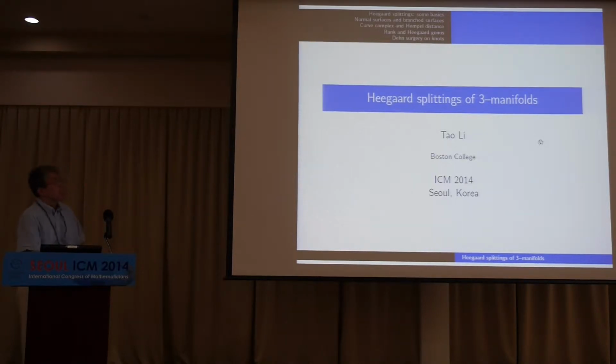And in a 1987 paper, Casson and Gordon introduced a powerful concept called the strongly reducible Heegaard splitting. And it led to tremendous progress in three-manifold topology. So in this talk, I'm going to talk about only a few of those advances that came from strongly reducible Heegaard splitting.